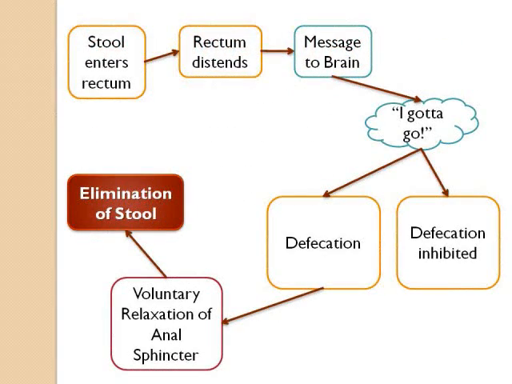So when stool enters the rectum and it distends, it sends the message to the brain, I gotta go. And at that point the person can either say, no, I can't do it right now, and defecation is inhibited, or yes, let's go to the bathroom. Defecation occurs because there's a voluntary relaxation of the anal sphincter.